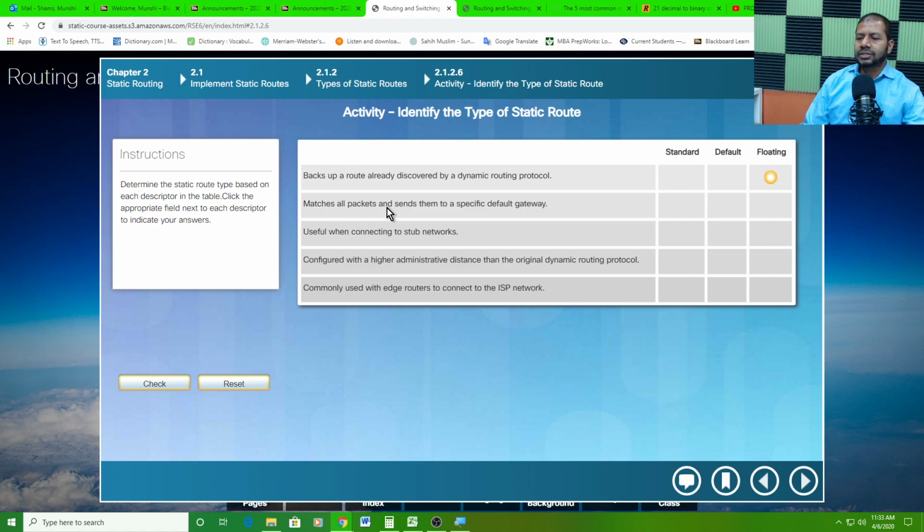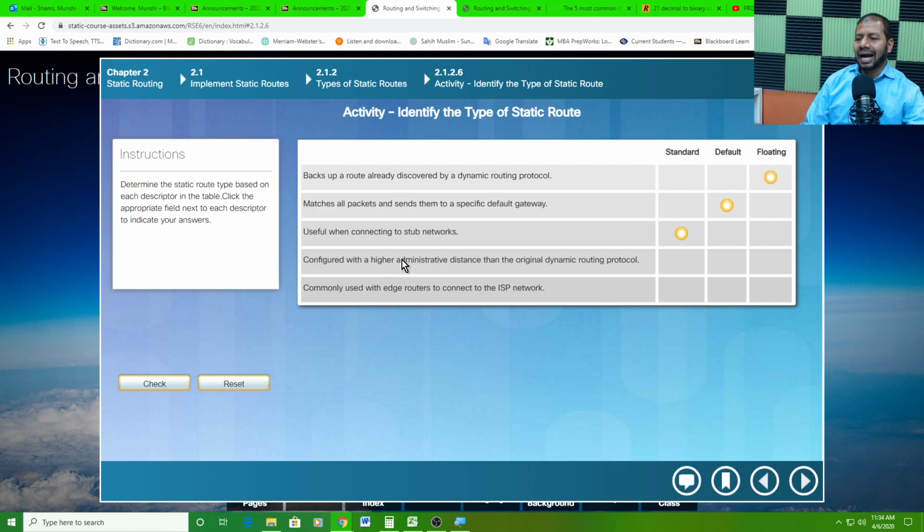Matches all packets and sends them to a specific default gateway. Okay, so all the packets sent to a specific default gateway, that's a default route. Useful when connecting to a stub network, that will be a standard route, a very simple one. A stub network is a very simple network, very easy. So that one will be a standard static route. These are all static routes.